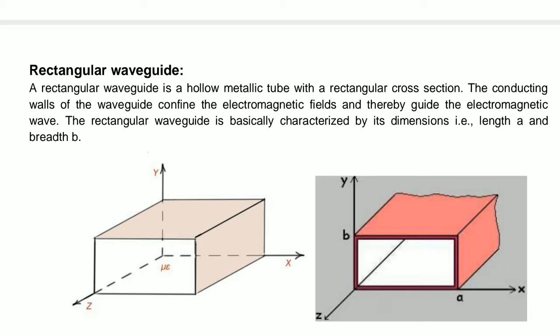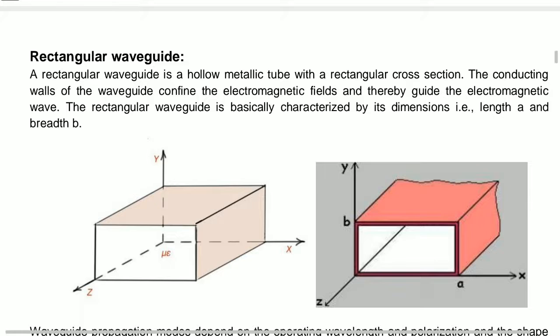So we can see there are two images. The image shows that the aperture, or we can say output, or the opening of this waveguide has a rectangular cross section. Both the images show a rectangular cross section at the opening of the rectangular waveguide. So the definition shows that a rectangular waveguide is a hollow metallic tube with a rectangular cross section, which is shown in both the figures.